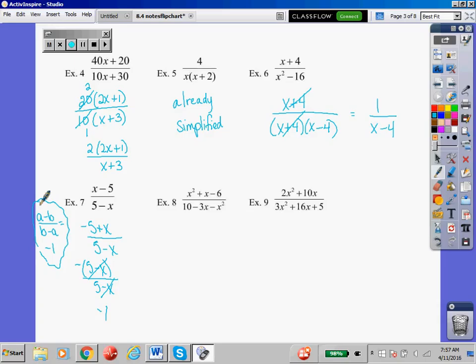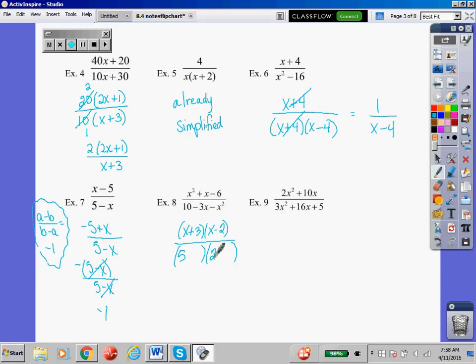All right, so let's look at example 8 together. I'm going to factor the numerator and the denominator. The numerator is no big deal. That'll be x plus 3 times x minus 2. In the bottom, do not switch the order around. I'm going to leave it the way that it is.